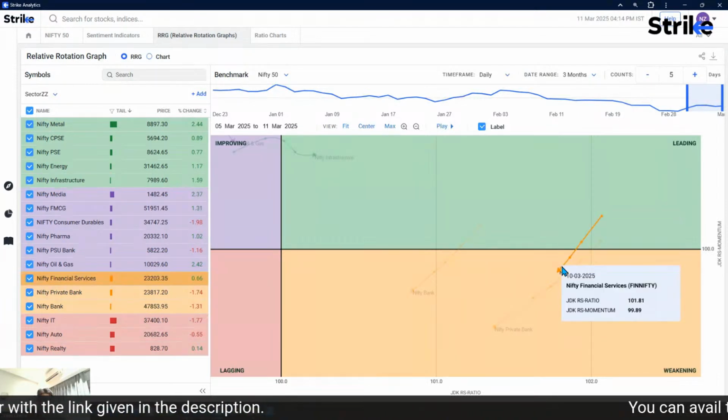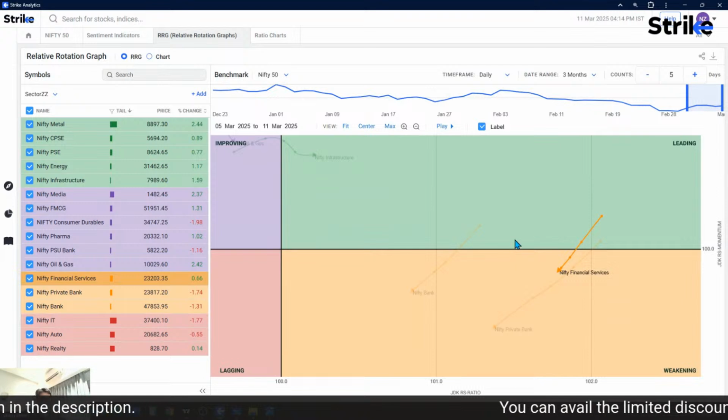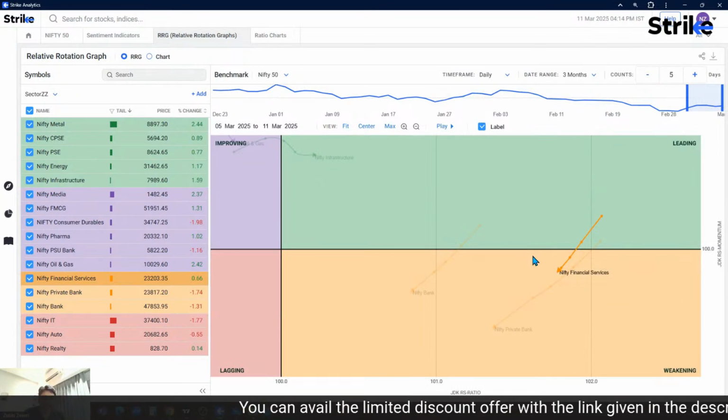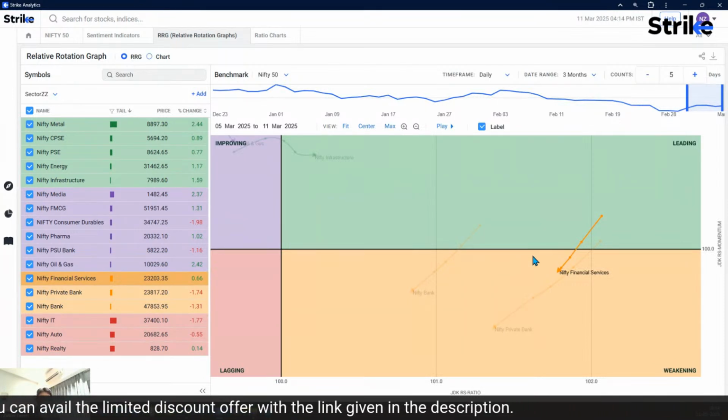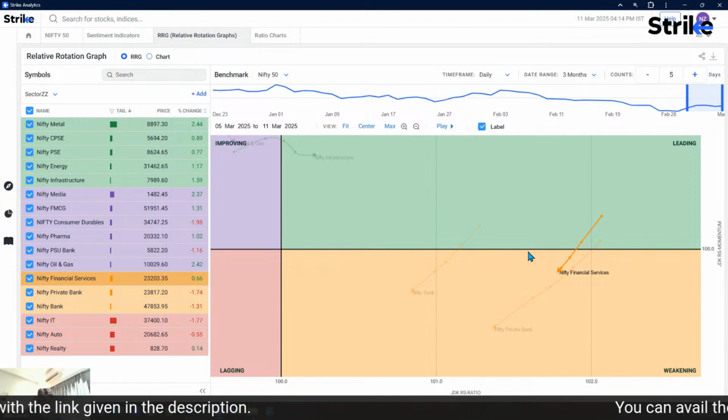And on the daily chart, if Nifty financial services enters into the leading quadrant, that would be the day to enter and hit the accelerator of your car and get into financial services. I hope you are understanding this. Yes or no?